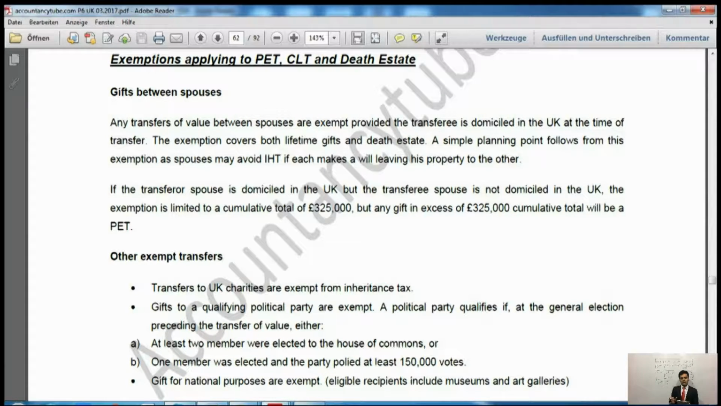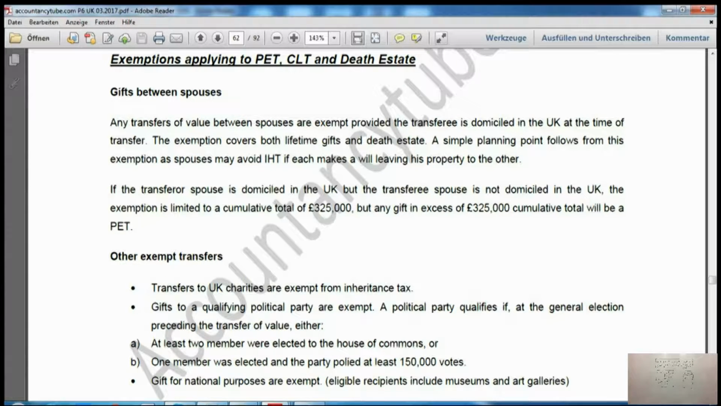Now this £325,000 exemption is only relevant where you transferred an asset to your wife and she is not UK domiciled. In that case, if she is not UK domiciled, as she is non-domiciled, up to £325,000 would be exempt, and if anything exceeds that limit, then that would be a potentially exempt transfer. All right. Now this was a gift between spouses.